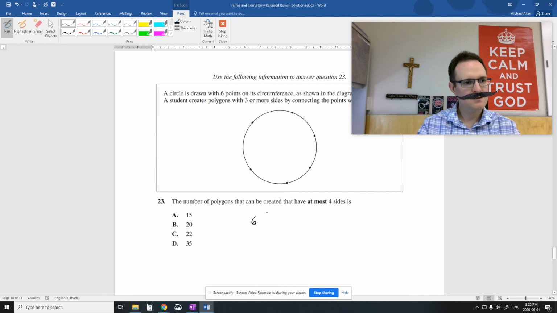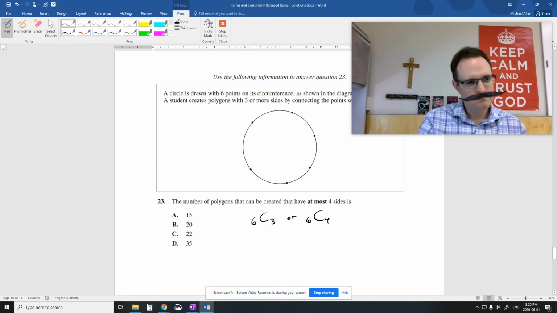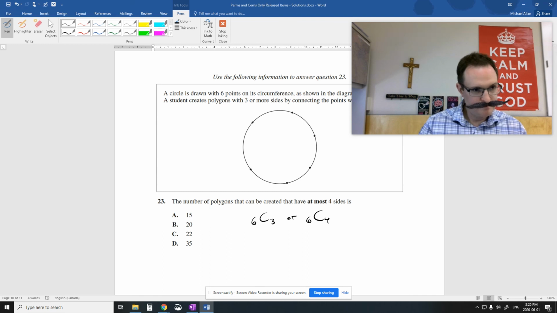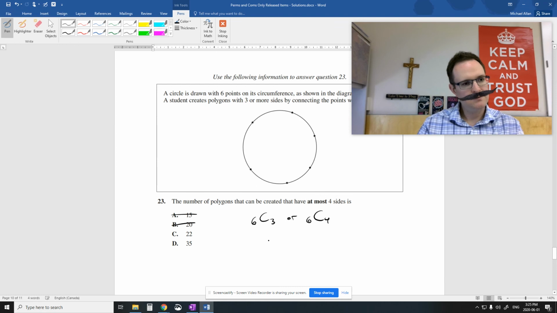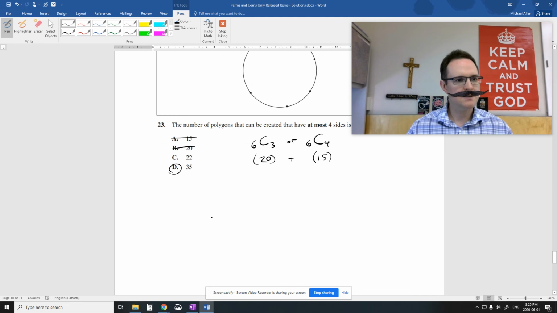So I have 6C3 or 6C4. Okay? I'm just going to add them together because it's an or. 20 ways to get triangles. And then 15 ways to get that, and add those together. Get to 35 ways to do that. Pretty cool.